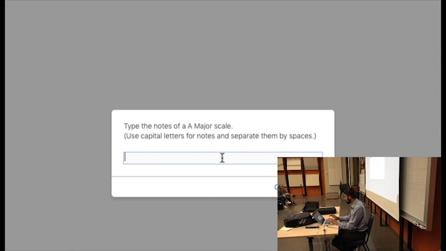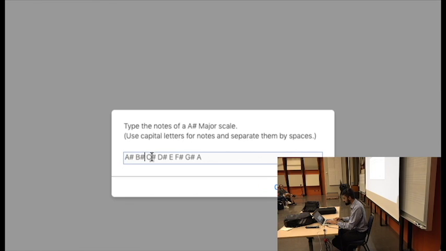So type the notes, or I guess I'll type the notes of an A major scale. What are they? A? Type the notes of an A sharp major scale. So basically whatever answer we just had, every single note would be sharp, okay? So let's try it. A sharp. Let's just type an A major scale. A, B, C sharp, D, E, F sharp, G sharp, A. And let's just add a sharp to every single note.